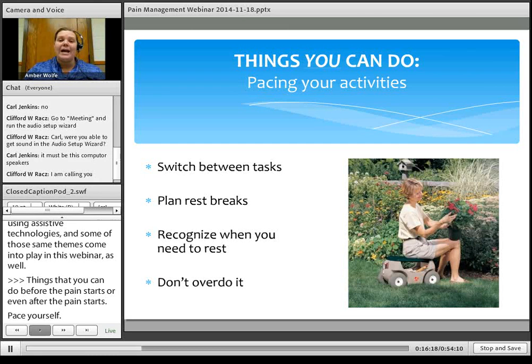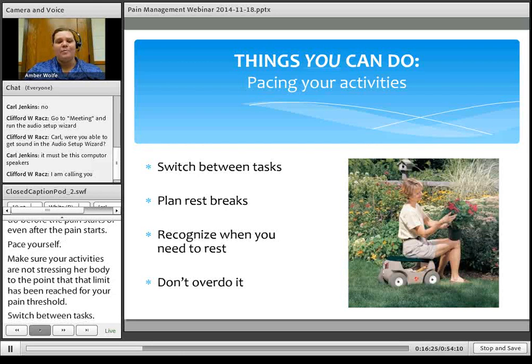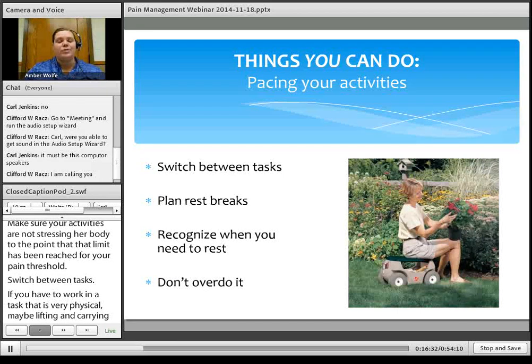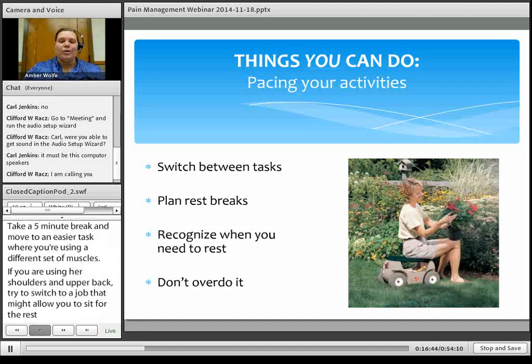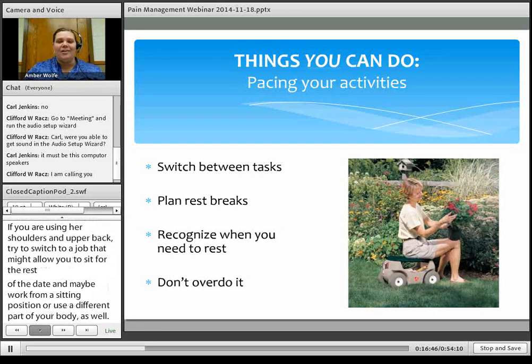Switch between tasks. If you have to work on a task that's very physical, maybe lifting and carrying heavy things, take a 5-minute break and then move to an easier task where you're using a different set of muscles. If you're using your shoulders and your upper back for most of the morning, try to switch to a job that might allow you to sit for the rest of the day and maybe work from a sitting position or use a different part of your body as well. Plan those rest breaks throughout the day. And in agriculture, I know this is very difficult to take breaks. Our natural inclination is to just push through and work from sun up till sundown, especially at harvest and planting times.